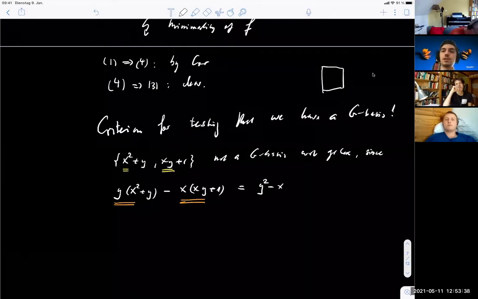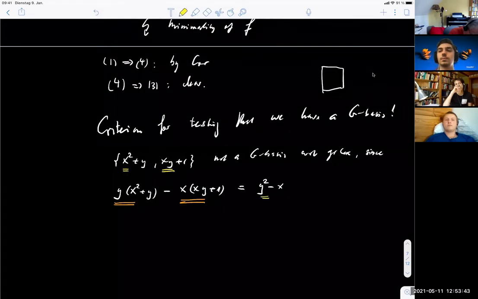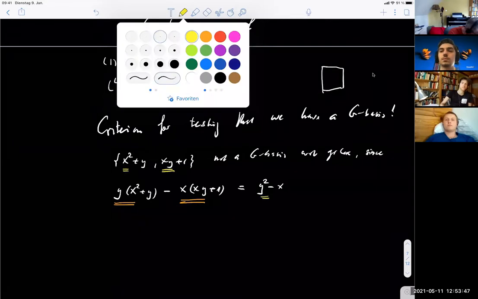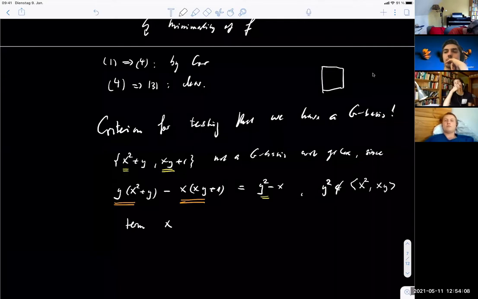And you see here the leading term is y squared, which is pretty unrelated to the other leading terms that we had before. Certainly y squared is not in the ideal generated by the leading terms of this generator, so it's not in the ideal generated by x squared and xy. So we don't have a Gröbner basis. And the point was the term x squared y cancelled.